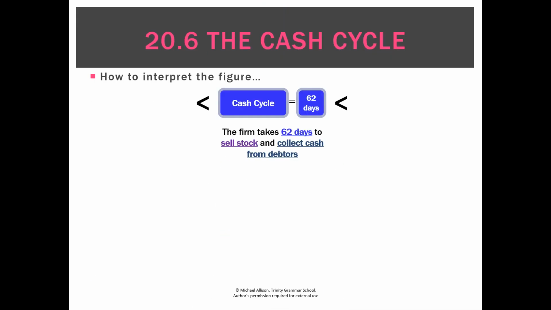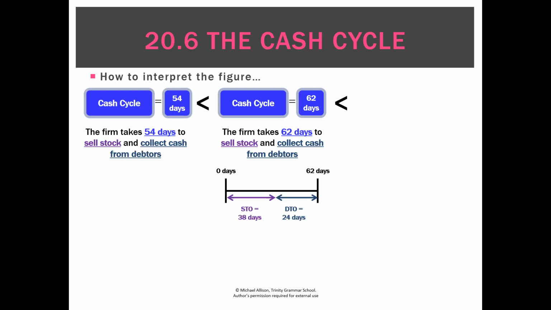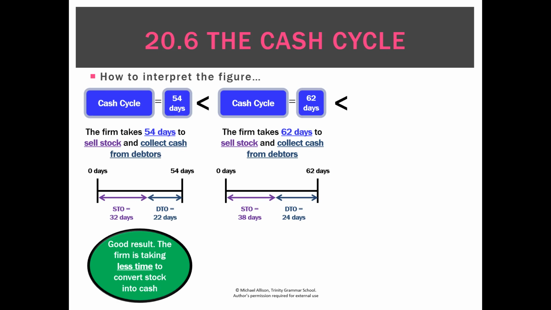Looking at it as a trend and how to interpret it, if it was 62 days last period, the cash cycle, and then it went down to 54 days this period, we would say that's a good result. The firm is taking less time to convert stock into cash. There's other factors we need to consider, such as are we just selling stock at a loss or giving out excessive discounts, but on face value, we'd say that's a good result.